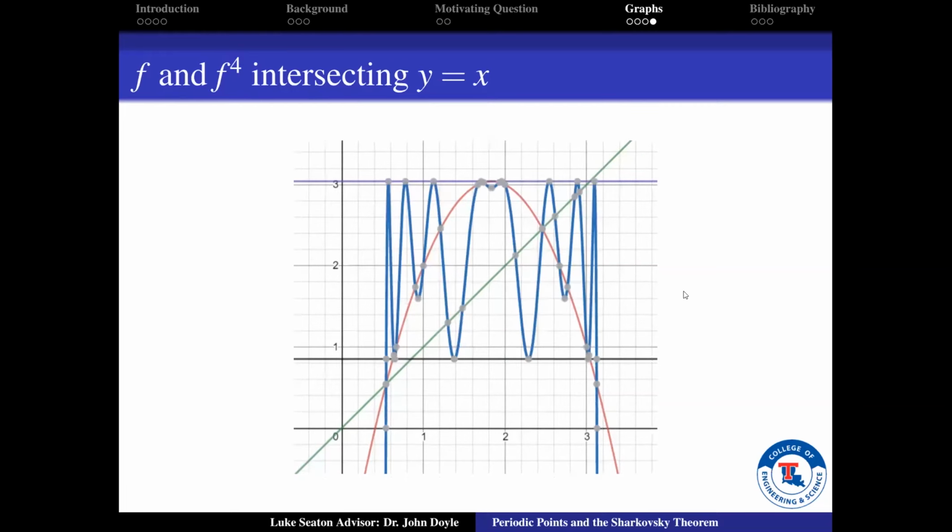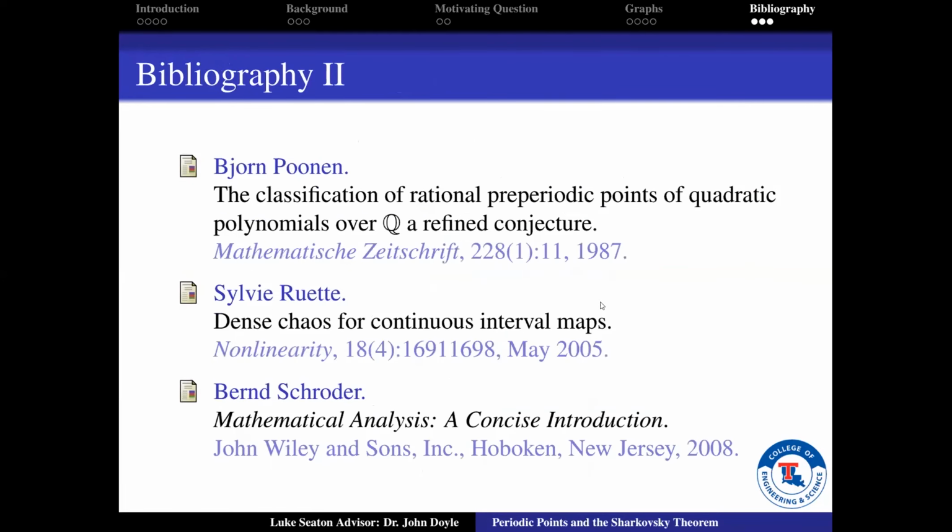So I went and looked at the 4th iteration, and a few more, but the pictures get kind of messy. As you can see, the 4th iteration already has kind of a messy picture, but you can still see that it bounces off the top here and bounces off this bottom here. And if you look at more iterations of the critical point, you get the lines here and here as well. So that's where this project is heading for the future. And I have my bibliography.